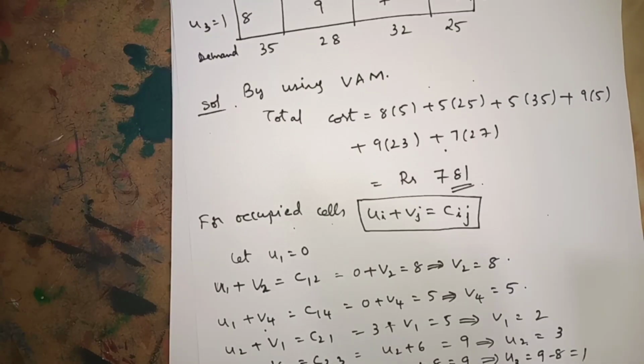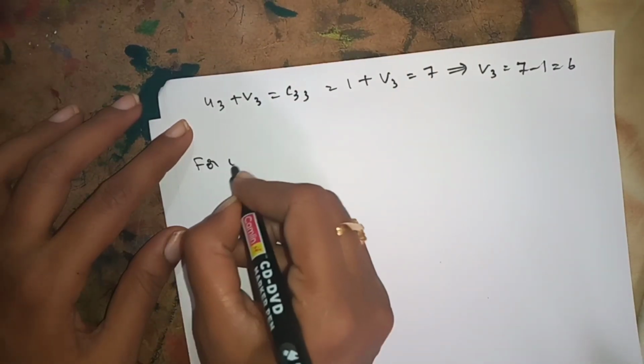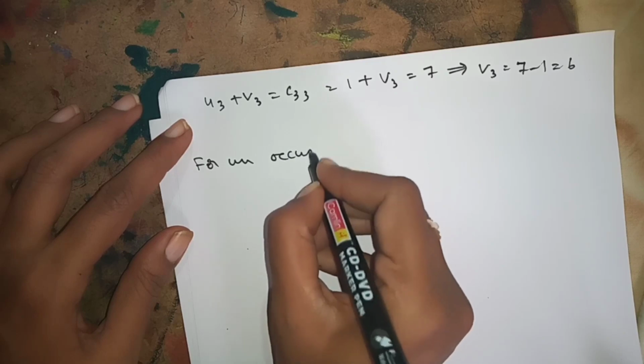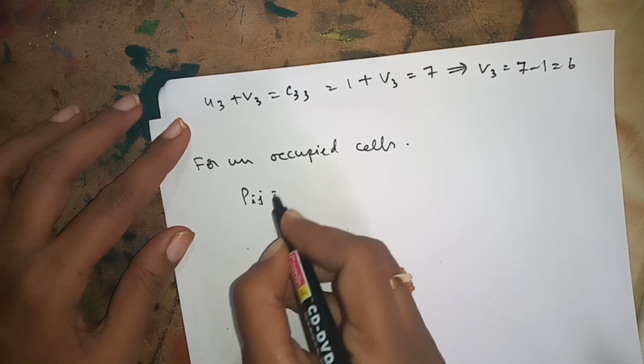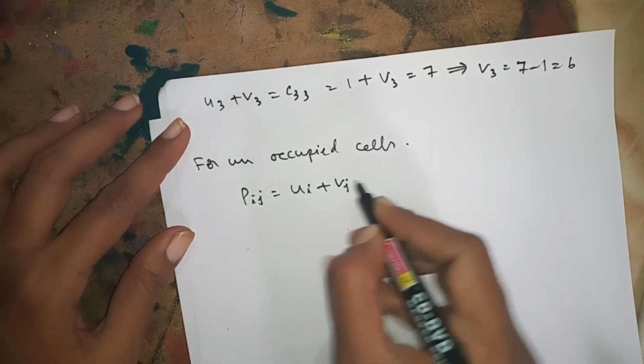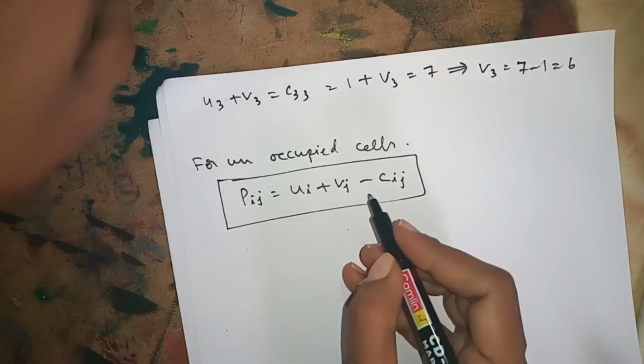Like this, using this formula, Ui plus Vj is equal to Cij, by taking any one of the values, U1 is equal to 0, you have to find all the values U1, U2, U3, V1, V2, V3, V4. After that, we have to find the unoccupied cell values. For unoccupied cells, the formula is Pij is equal to Ui plus Vj minus Cij. This is the formula for unoccupied cells.